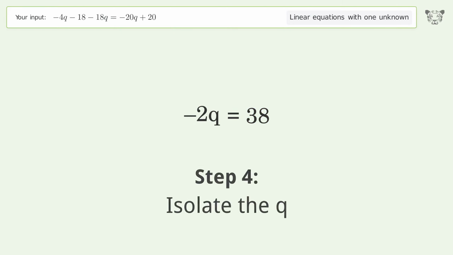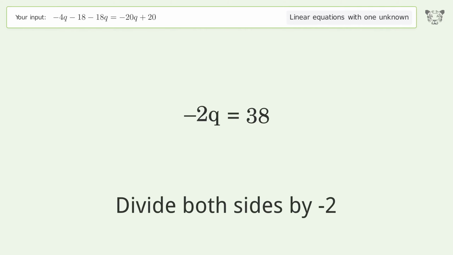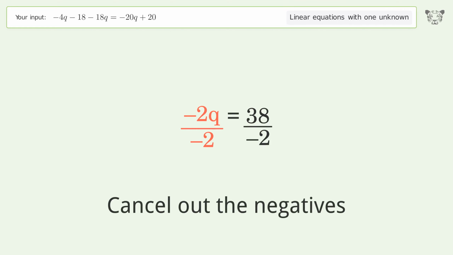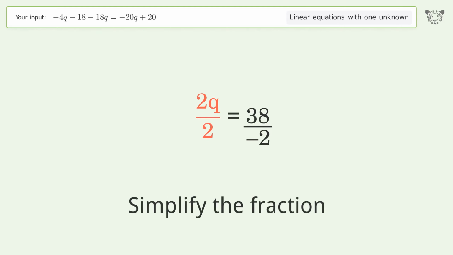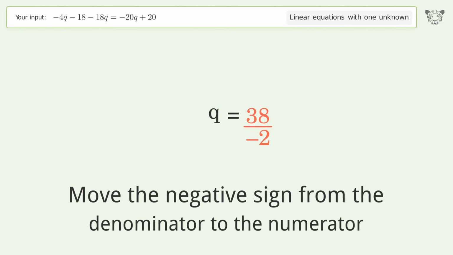Isolate the q. Divide both sides by -2. Cancel out the negatives. Simplify the fraction. Move the negative sign from the denominator to the numerator.